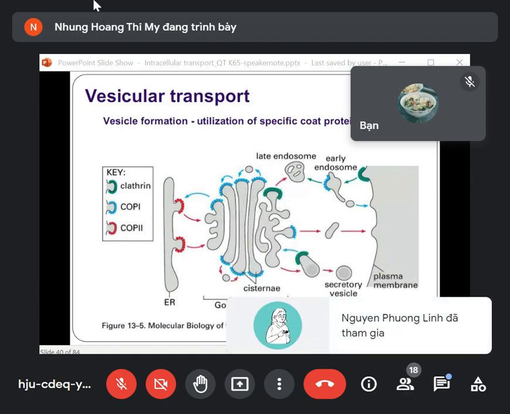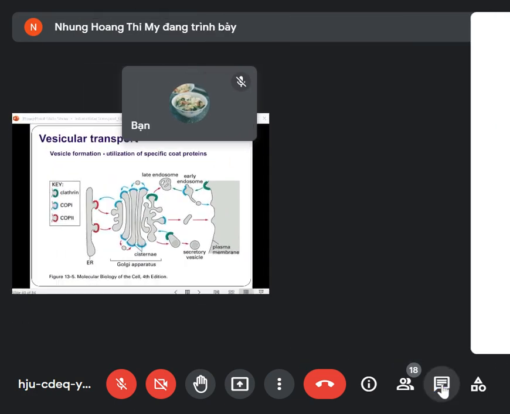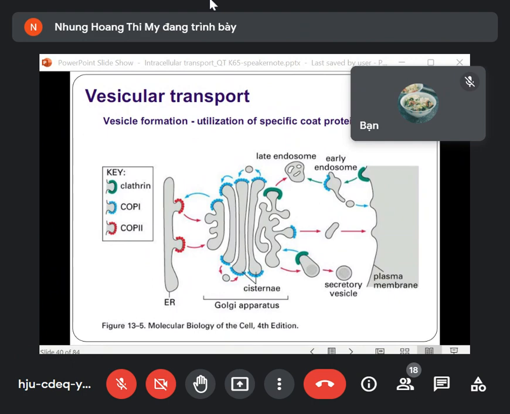Okay, you pick randomly. So Thảo, Vũ Bích Thảo, what is your answer? At first I chose B, but now I'm a little bit confused with C. Answer B is they play a role in vesicular targeting, and C is they attach tethering protein. I'm a little bit confused about these two choices.